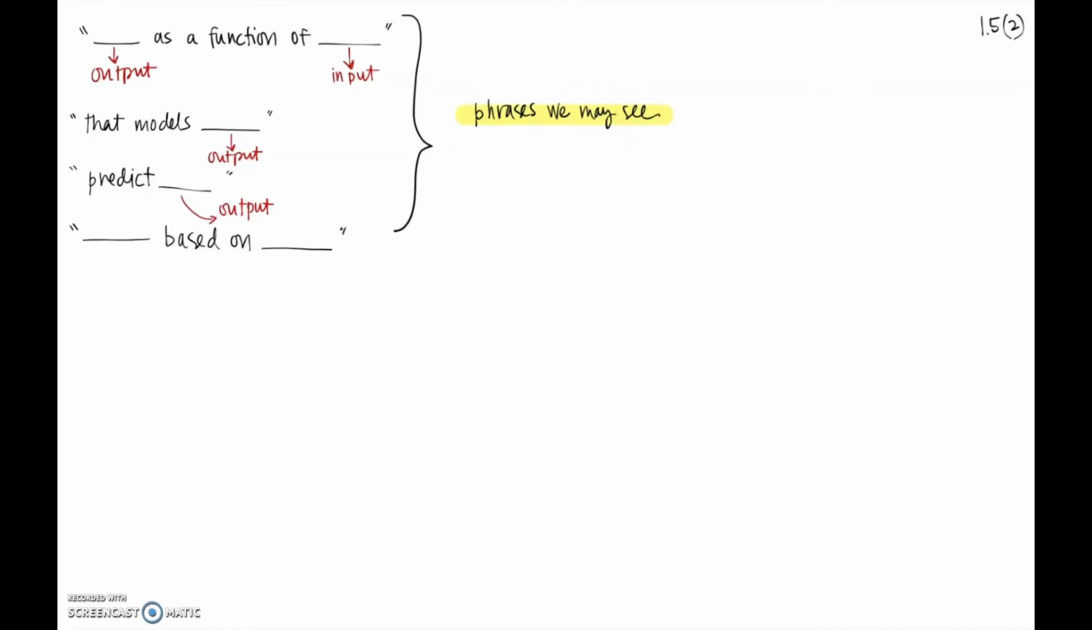I thought of one more phrase that we're going to see, and we'll actually see it in the next example. When something is based on something else, then this first thing is your output. We're going to see in the next example a weekly paycheck based on the number of overtime hours. And this will be your input variable.